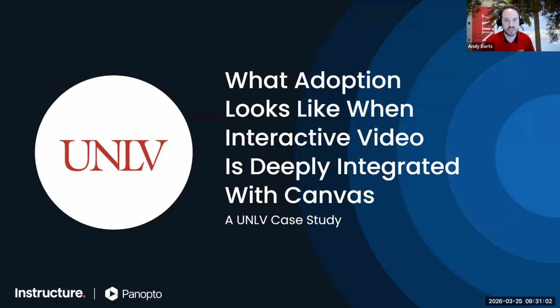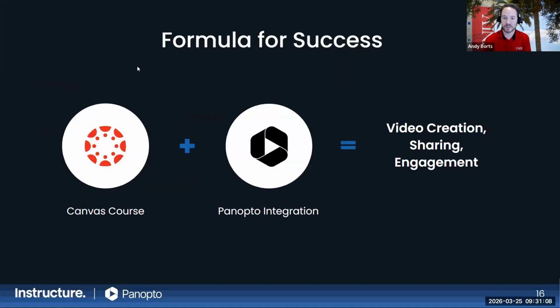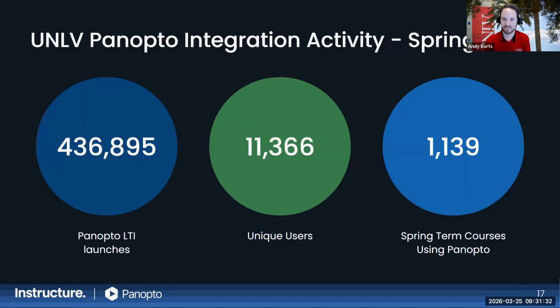So what does adoption look like when you have video deeply integrated with Canvas? This is what we're going to highlight even more. So I had hinted at a formula coming up. You have a Canvas course, you have a Panopto integration, you've got your result, which is your video creation, your sharing, your engagement. How easy can it be? If it can be that easy, it will be a used tool. That's the beauty of having this integration put together.